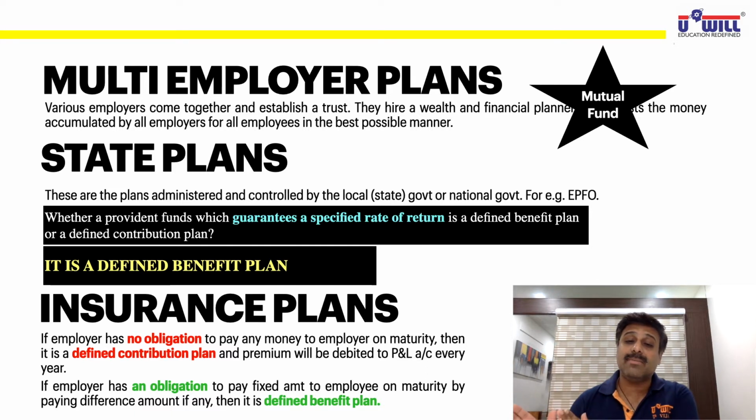So if the insurance company's policy matures at a value of 40 lakhs only, then the remaining 10 lakhs will have to be given by the employer from his own pocket. So then it does not remain a defined contribution plan, it becomes a defined benefit plan. So keep this in mind, everyone, that if the employer has no obligation to pay any money to the employee on maturity, and whatever is the insurance policy's maturity value is only to be given, then it is a defined contribution plan. But if the employer has an obligation to pay the money, then it becomes a defined benefit plan.